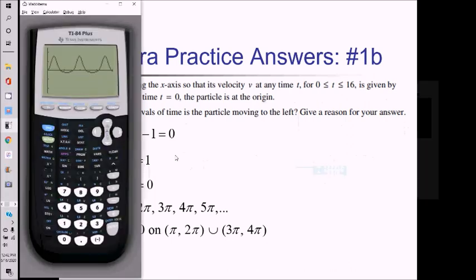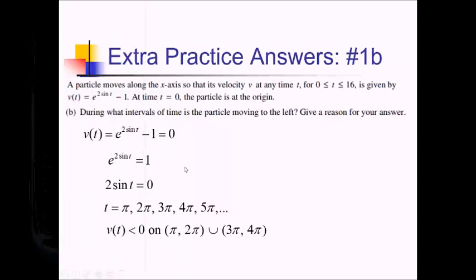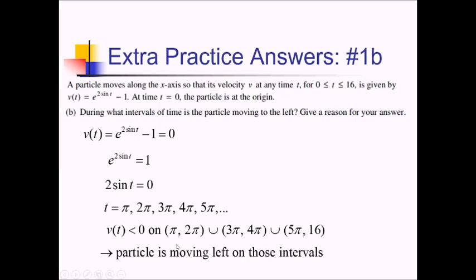But if you look real closely at this graph, we're crossing the x-axis just before we get to 16, at around 5 pi. So from 5 pi to 16, that's the other interval where velocity is negative. Since velocity is negative on all of these intervals, that means our particle is moving to the left on all of these intervals.